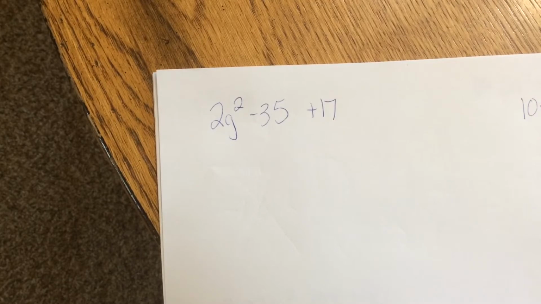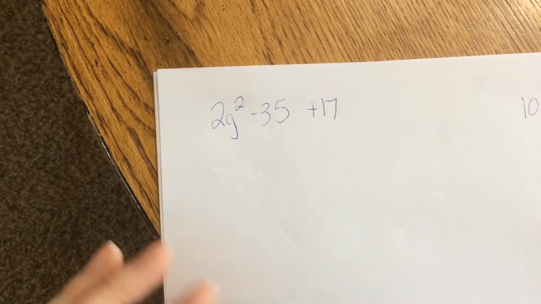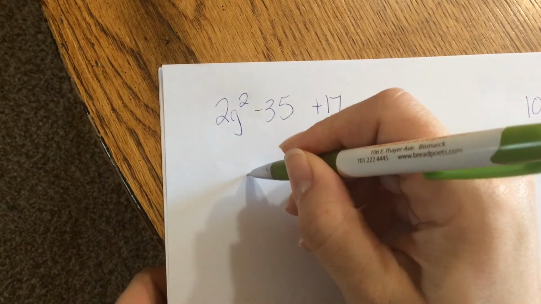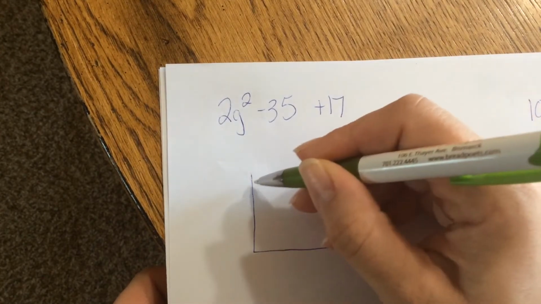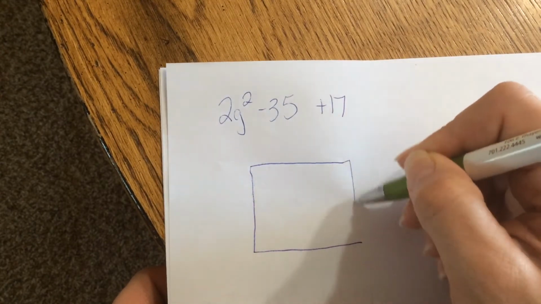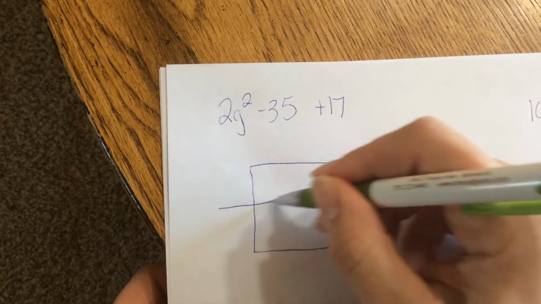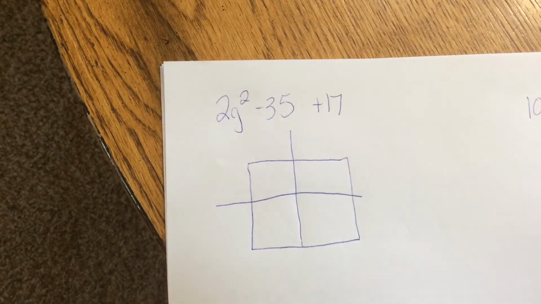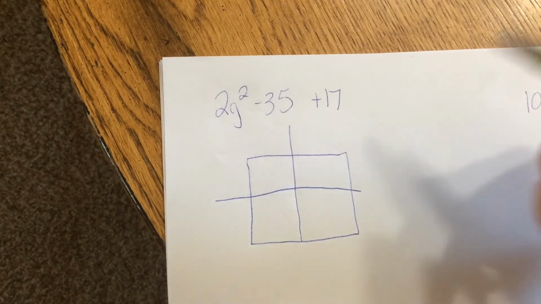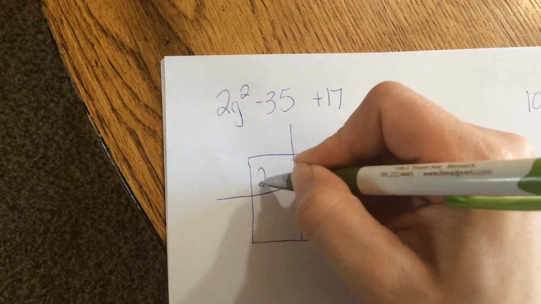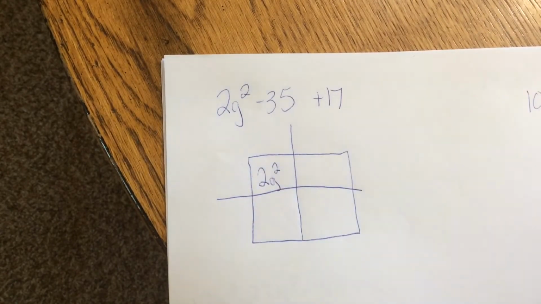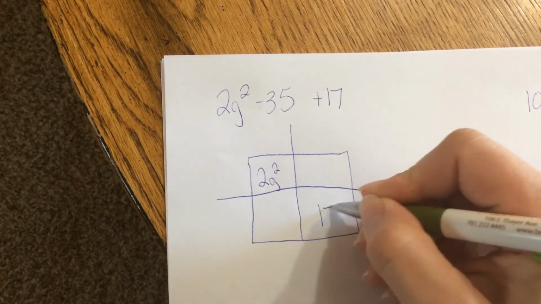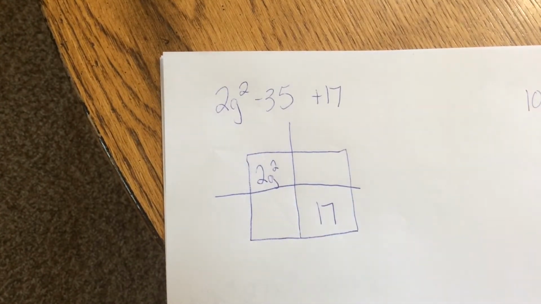So in these ones that have a leading coefficient other than 1, I'm going to use the box method. And again, this is just one of the options. It's my preference, doesn't mean it has to be yours. Okay? So when I do the box method, I draw that box and I split it in half both ways. My first term goes in the first box, and my last term goes in the last box. And I again need to think about my signs.